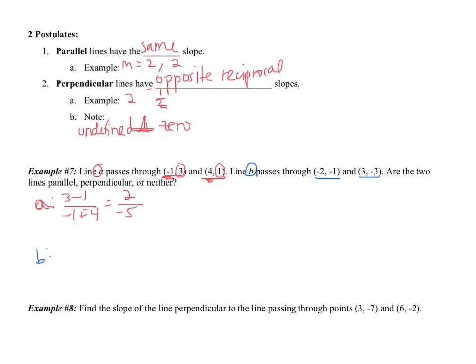Line B, subtracting my y's, I have -1 subtract -3. And then I'm going to have -2 subtract 3. This becomes adding a positive, so it's 2 over -5. My slopes are the same, so that means A is going to be parallel to B.